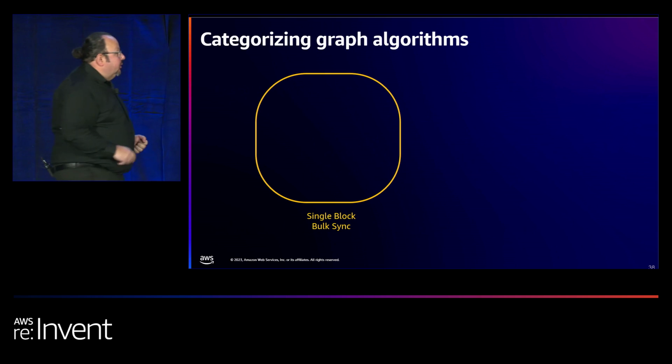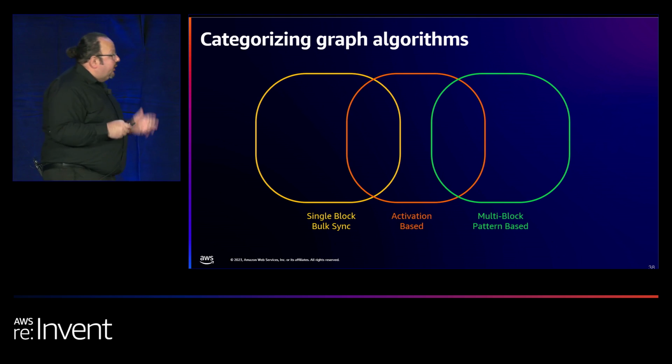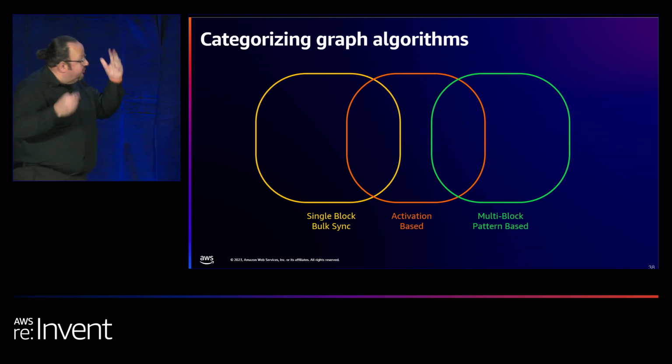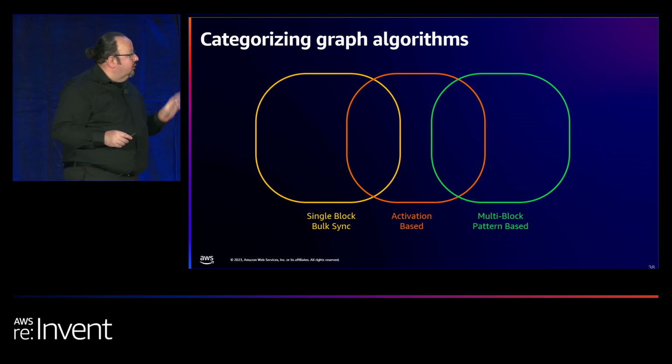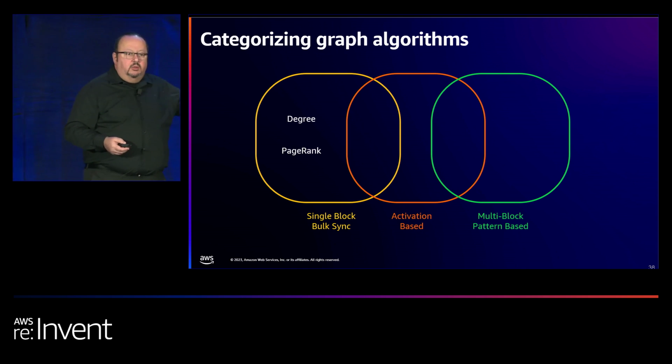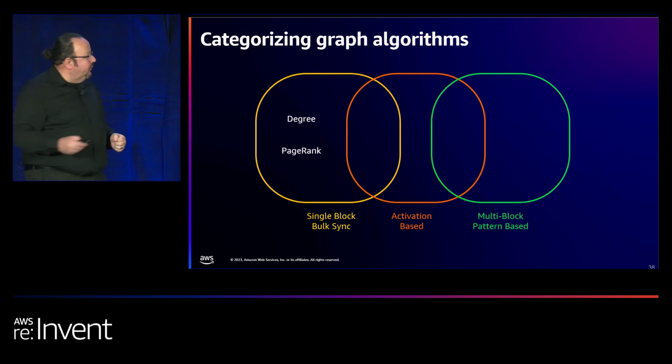All right? So can we actually support all the algorithms? We classified, with my PhD student, algorithms into basically 3 different categories. The first one is single block bulk synchronous algorithms. Those are the ones that have to go over all the edges, right? It takes a block, processes it, goes to the next block. Some of those algorithms need to do this multiple iterative times. So degree, the simplest one, needs to do 1 pass. PageRank, you'll do multiple passes, but you need to go to all of them.